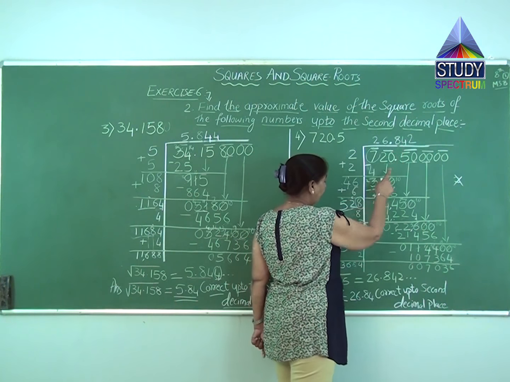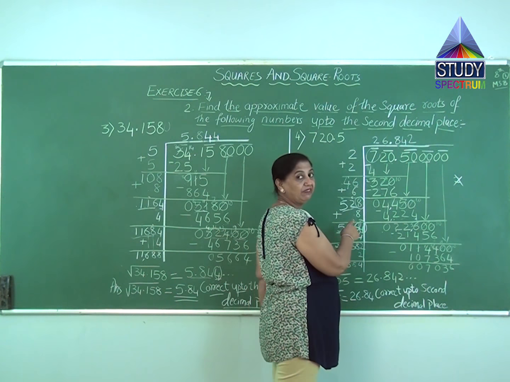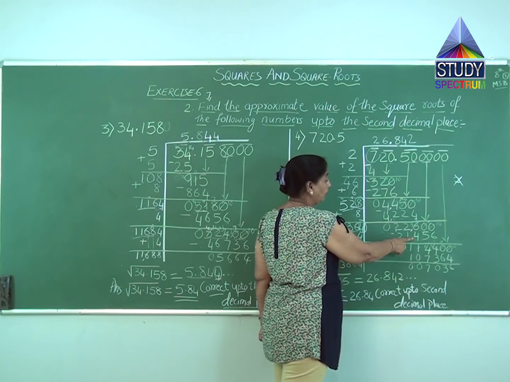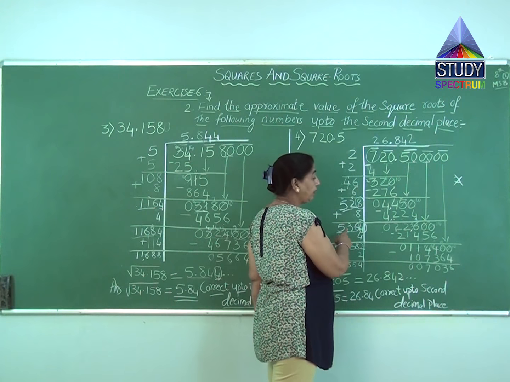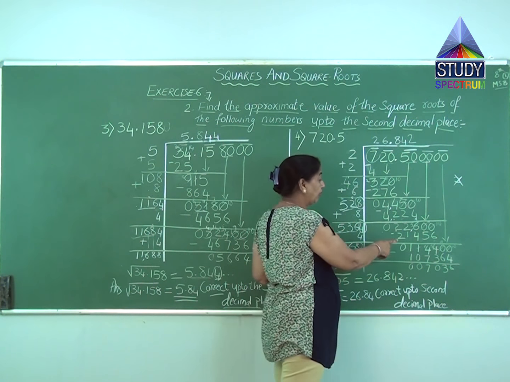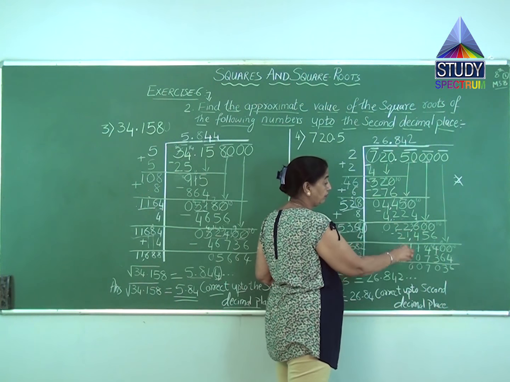now 4 we have multiplied here. 4 into 3 is 12. Then 12 plus 2 gives me 14. So 4 I will write, 1 carry. 4 into 5 is 20. 20 plus 1 is 21. So I will write 21 over here.